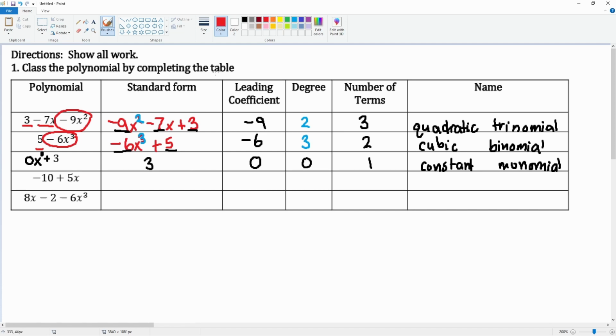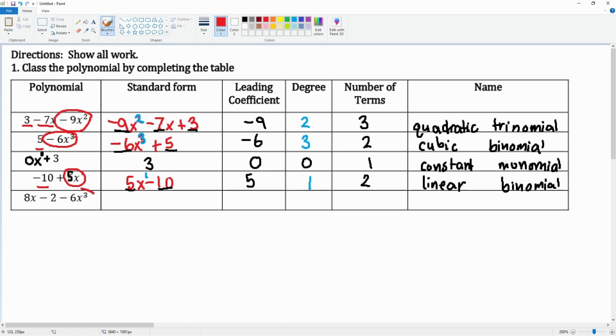Next, the highest degree here is 5x. And then we have the negative 10. So the leading coefficient is the number in front, which is the 5 right here. The degree is the highest exponent, which is 1. Number of terms, there's 1, 2 terms. Now we can call it the degree 1, it is linear. And then the number of terms is 2. So that is a binomial. So we call this a linear binomial.